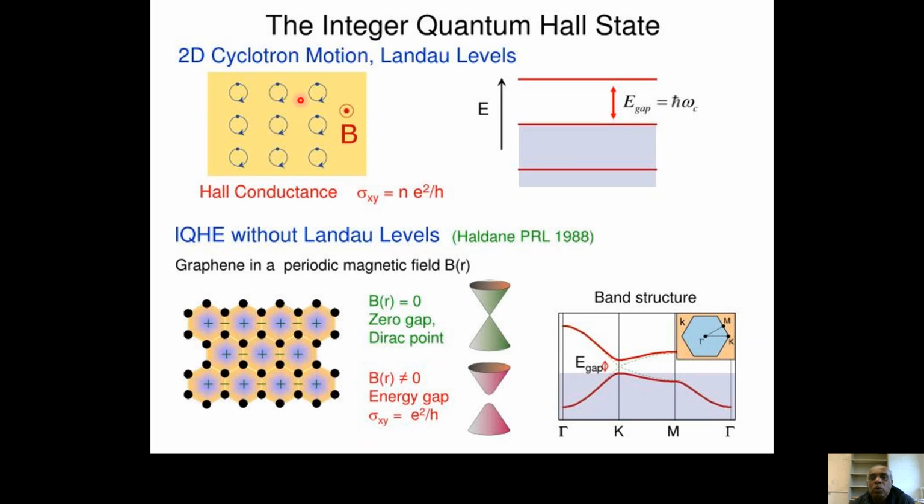That gives you the insulating behavior, because electrons don't move from one end to the other. But at the edges, they kind of skip over these orbitals. That means electrons can actually move along these edges. That's where you get the edge states.